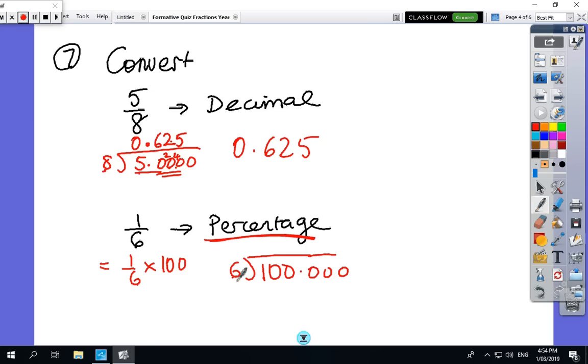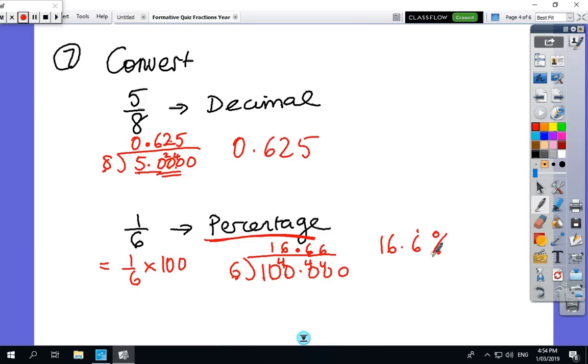6 into 1 doesn't go. 6 into 10, 1. There's 4 left over. 6 6s are 36, and 4 left over. Decimal place comes up. 6 into 40 goes 6, 4 left over. 6, and it just keeps going. So the answer is 16.6 recurring percent.